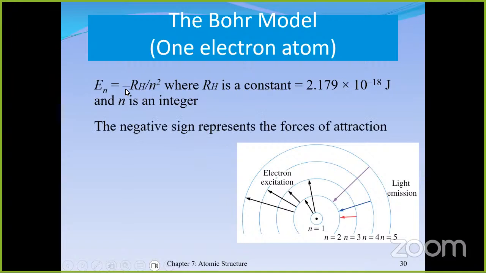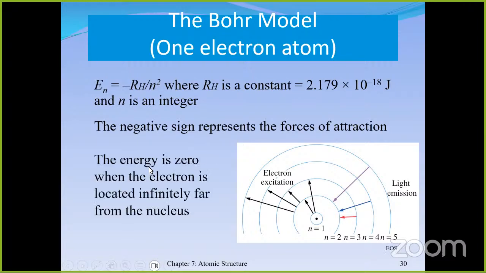Please note there's a negative sign here, right? And the reason why the negative sign is a part of this equation is because the negative sign indicates that there's an attractive force that exists between the electrons traveling in orbit and the nucleus, which of course is positively charged, all right? So based on this equation, if you imagine where the electron is infinitely far away from the nucleus, in that case, if you look at this equation here, that means that n, let me write this down here.